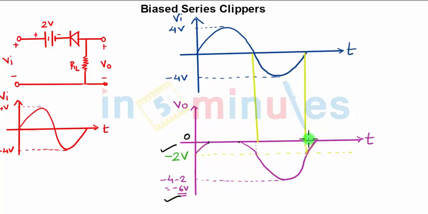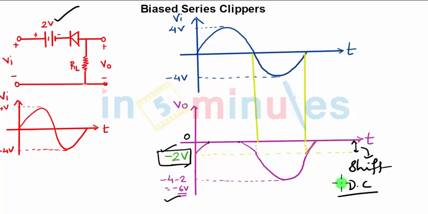Now you can see that the 0 level is shifted below to minus 2 volts in the clipper circuit because of the DC bias. This DC bias shifts this. You can see the shift because of the DC bias in series with the diode. This is how the bias series clipper works.